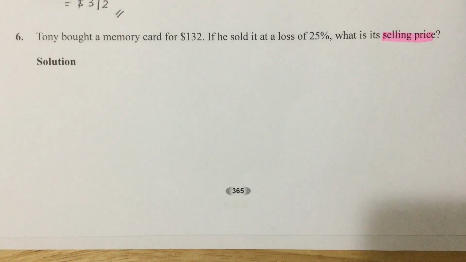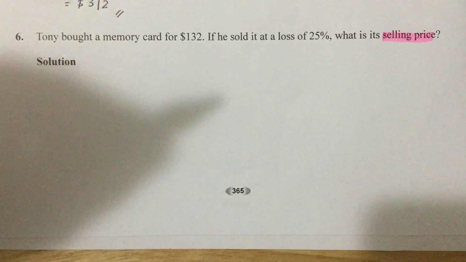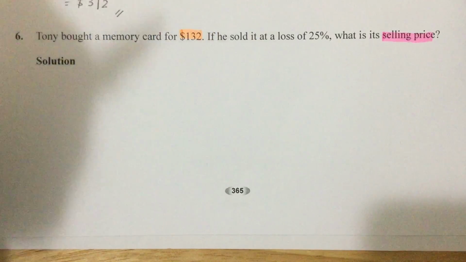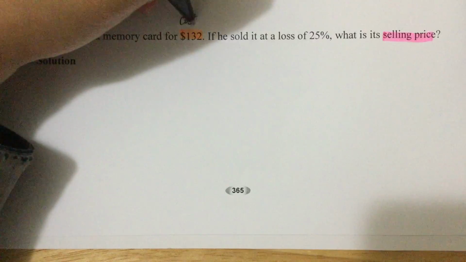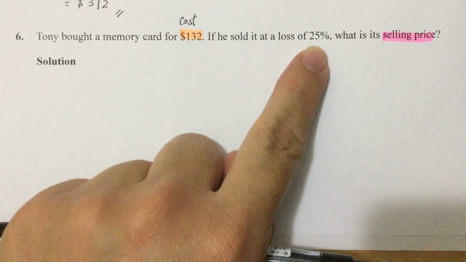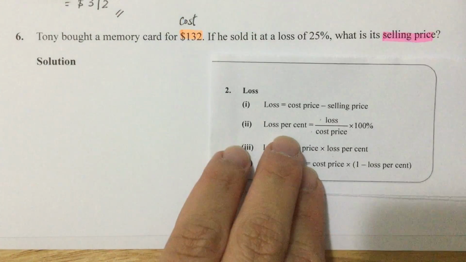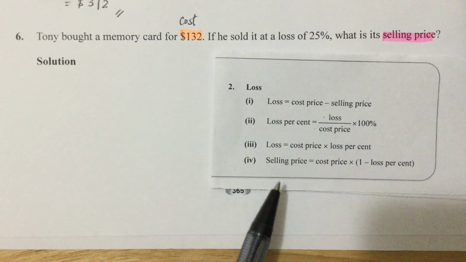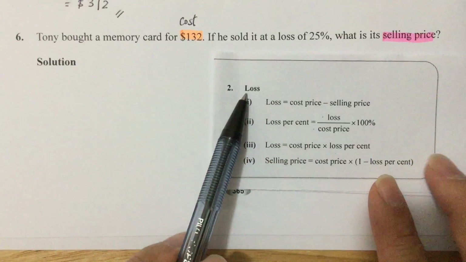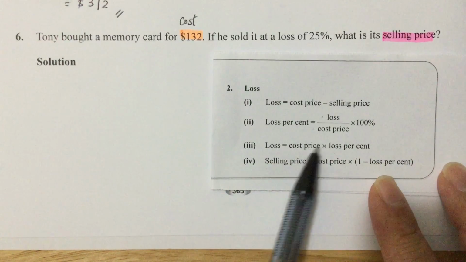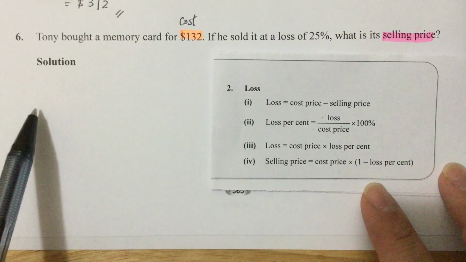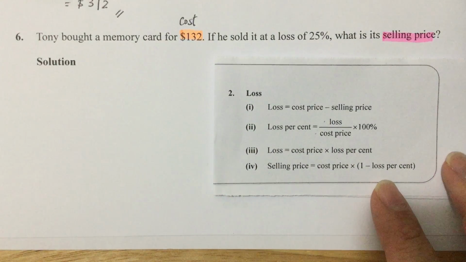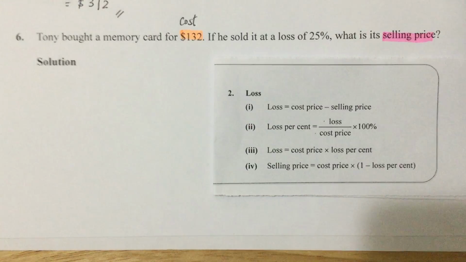And then, 132 in these questions, you will see this one is the cost price. And this 25% is the loss percent. Okay, now let's look at the formulas for the loss case. We have the selling price we're going to find out. We can use formula 1 or 4. But this time I give you the cost and the loss percent, so you can use formula 4 to answer the question. So this time I will not tell you. I'll give you 15 seconds to do it.